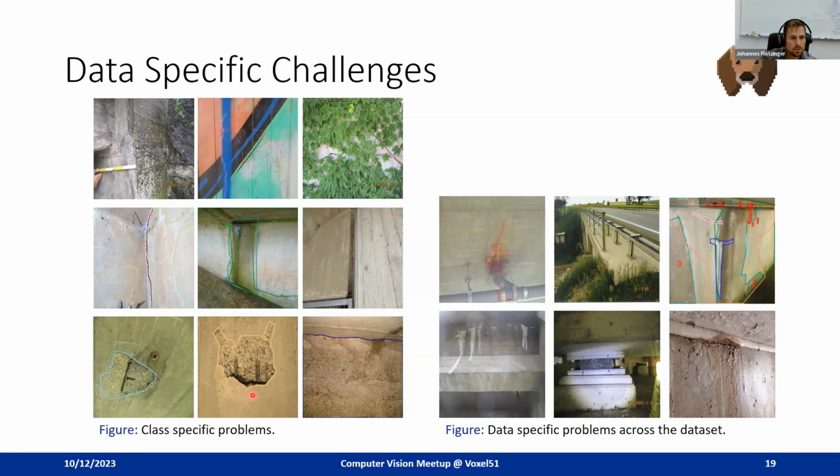And all textures of these defects look similar, which also makes it very, very challenging for our model to detect these defects. But it is important to differ between them because their assessment has a big impact on the final condition rating. All right, then on the right side, you can see class-independent challenges of our data set.